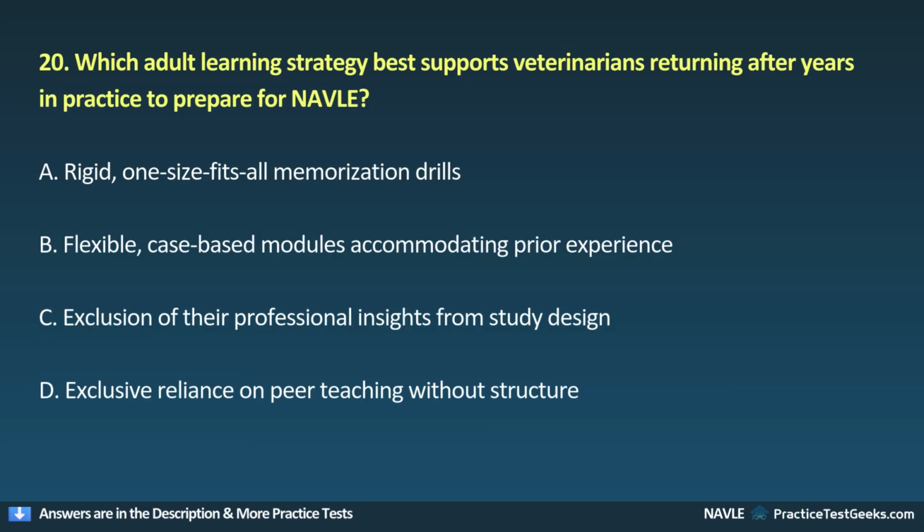20. Which adult learning strategy best supports veterinarians returning after years in practice to prepare for NAVLE? A. Rigid, one-size-fits-all memorization drills. B. Flexible, case-based modules automating prior experience. C. Exclusion of their professional insights from study design. D. Exclusive reliance on peer teaching without structure.